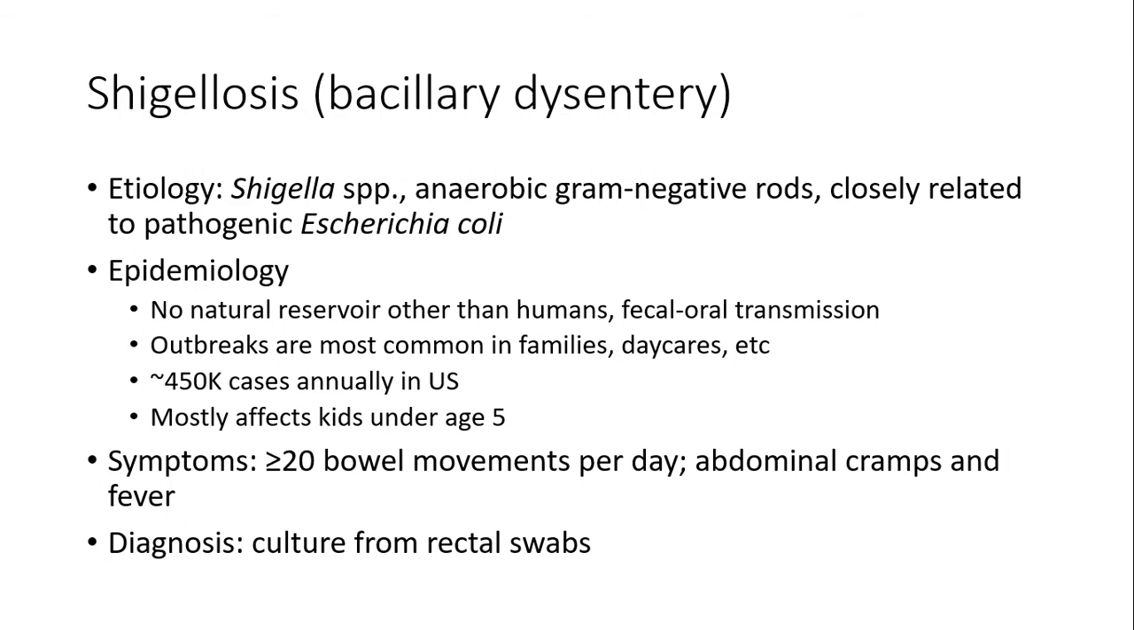They're very similar. Its epidemiology is interesting, though, because unlike E. coli, it has no natural reservoir other than humans. So this isn't something that's going to be in the soil. It survives exclusively in the gut and is present in the fecal matter. So therefore, it's transmitted through a fecal-oral route. Outbreaks are going to be most common in families, daycares, the potluck sort of situation. And this accounts for quite a few cases annually, about 450,000 cases. But ordinarily, under normal conditions, this is mostly going to affect kids under the age of 5 who haven't really developed great hand hygiene practice yet.